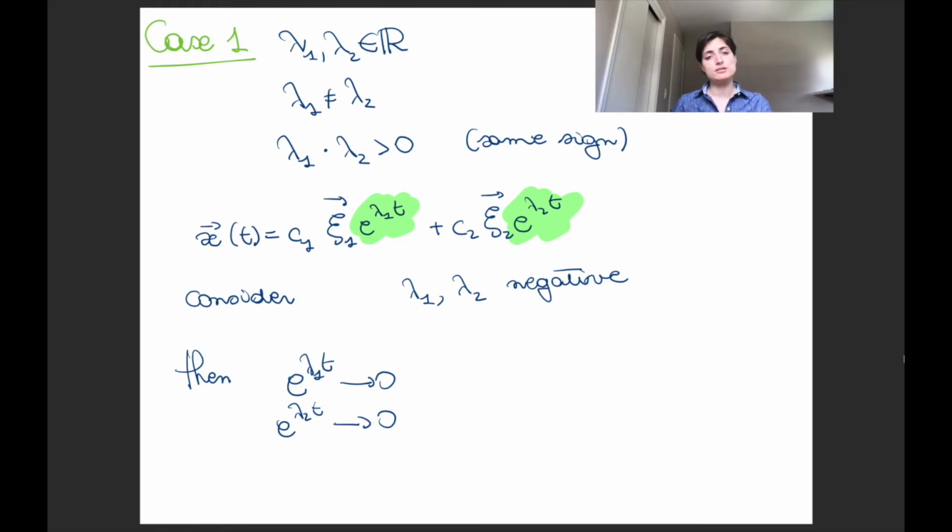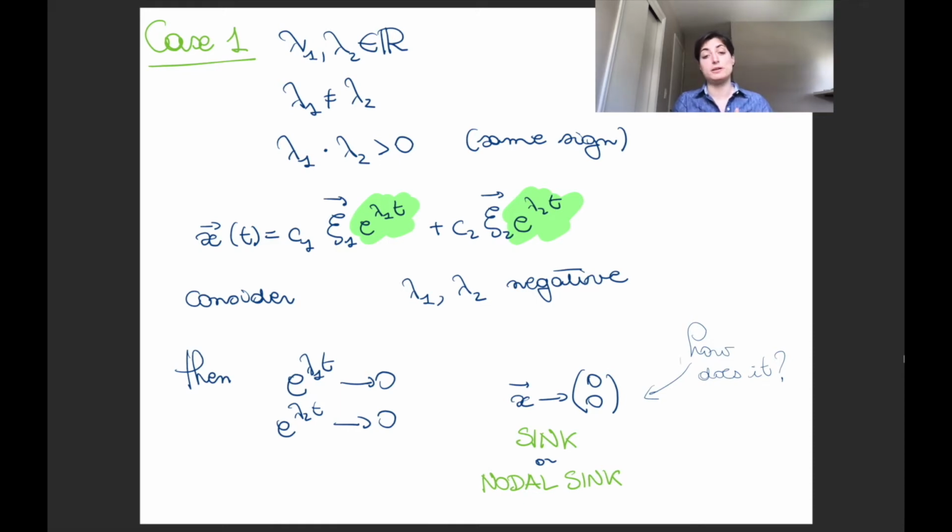If we consider lambda 1 and lambda 2 negative, we could be considering both of them positive, but let's start with the negative case. If they're both negative, what it means is that the exponentials of lambda 1 t and lambda 2 t both tend to 0 for t tending to infinity. That means that over time, the vector x depending on t tends to 0. We call this a sink or a nodal sink because wherever you start in R2, you're brought to (0, 0).